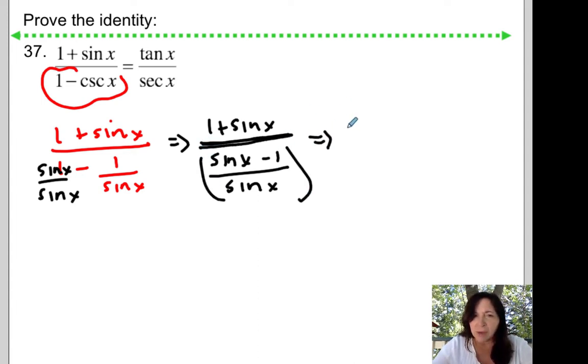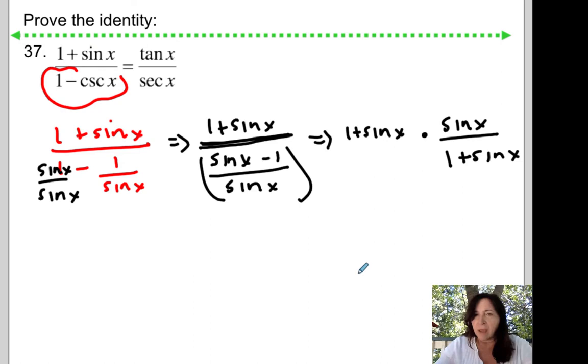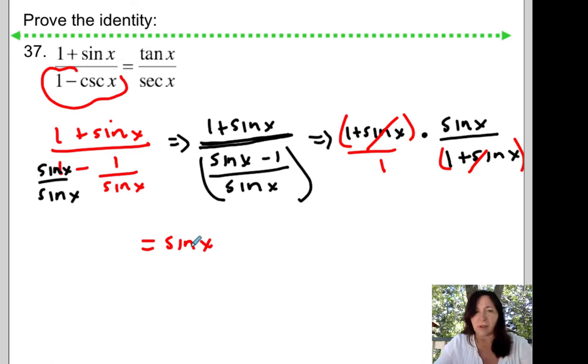And division, of course, means multiplying by the reciprocal, which is this right here. So that's going to give me 1 plus sine of x divided by this, which means it's times sine of x over 1 plus sine of x. And wow, these two terms here and here are going to cancel out, and I'm going to end up getting sine of x. Well, and that's all, I'm done. That is not equal to this.